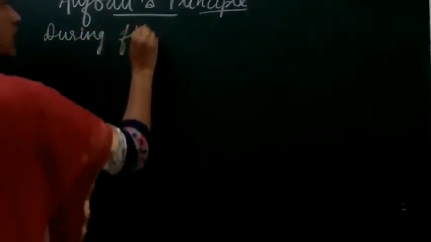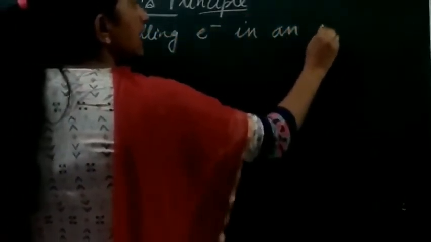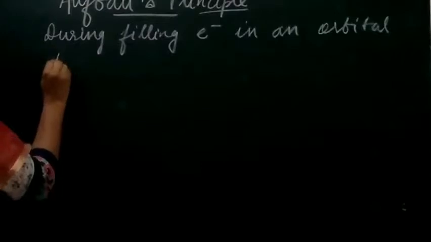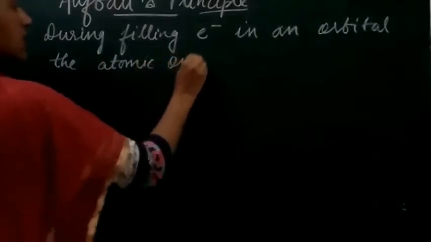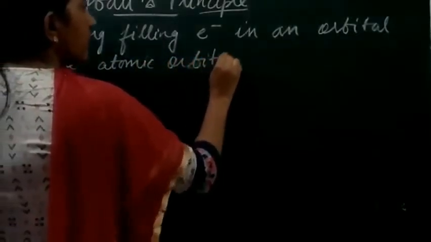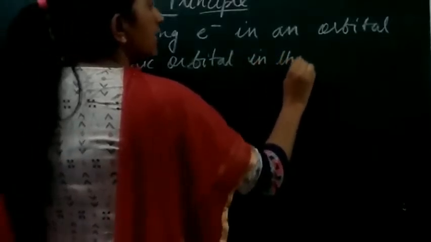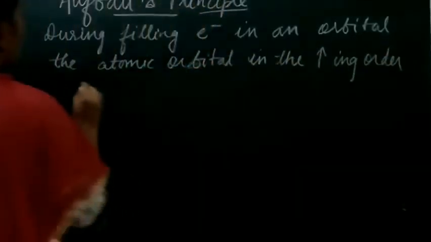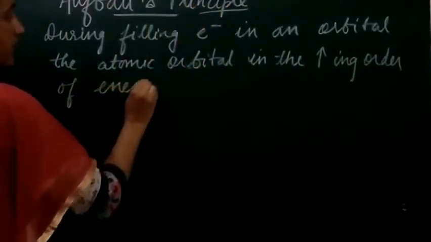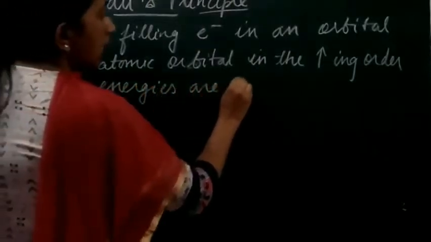So according to it, during the filling of electrons in an orbital, the atomic orbitals in the increasing order of energies are filled.